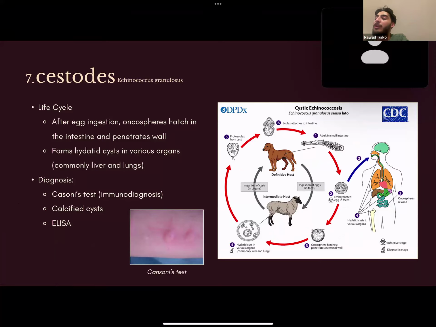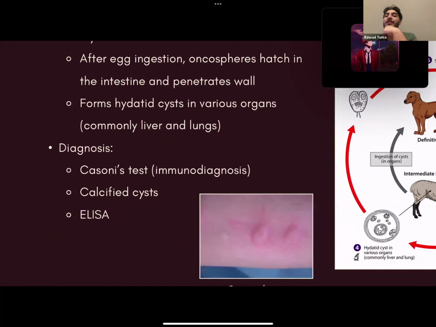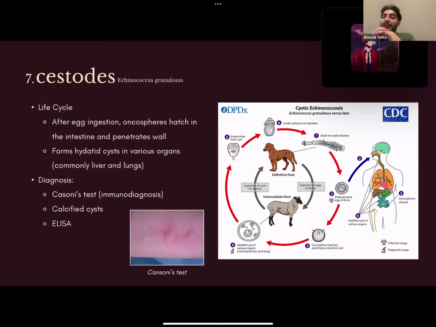So again, we said the most commonly affected is what? Who can tell me? What is the most common area of infection? Liver, exactly. So how do you diagnose it? You diagnose it through something called Casoni's test, which is immunodiagnosis.